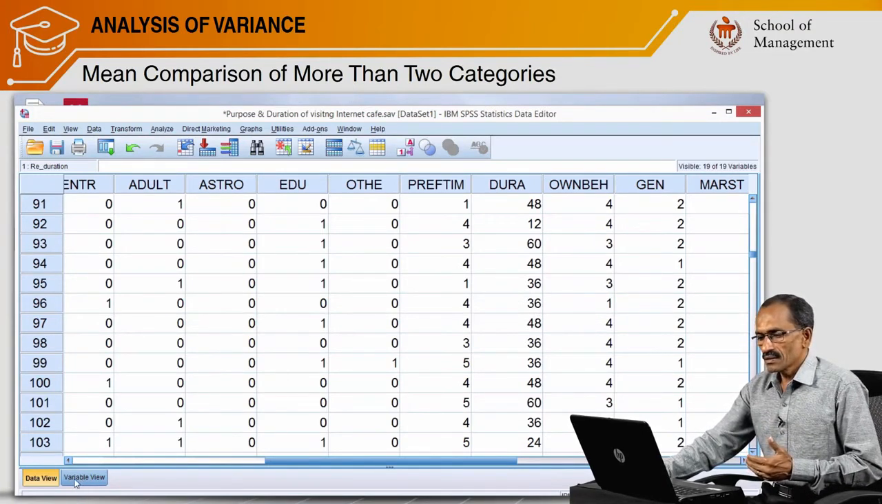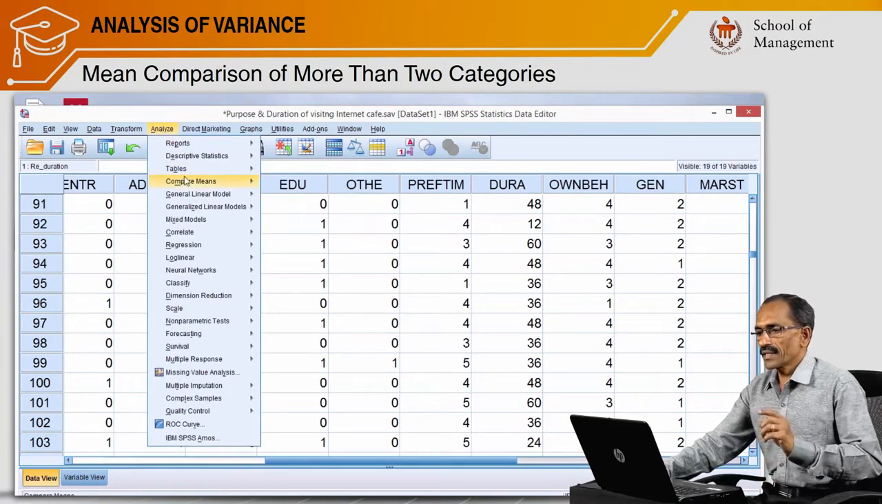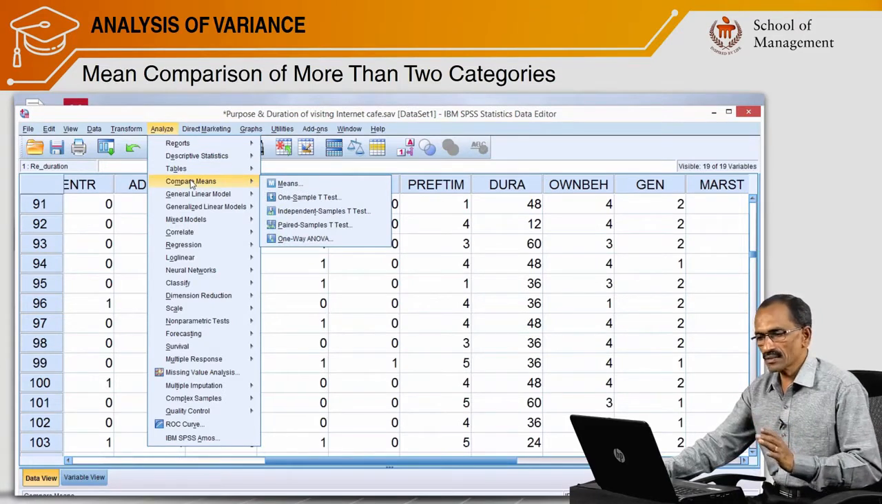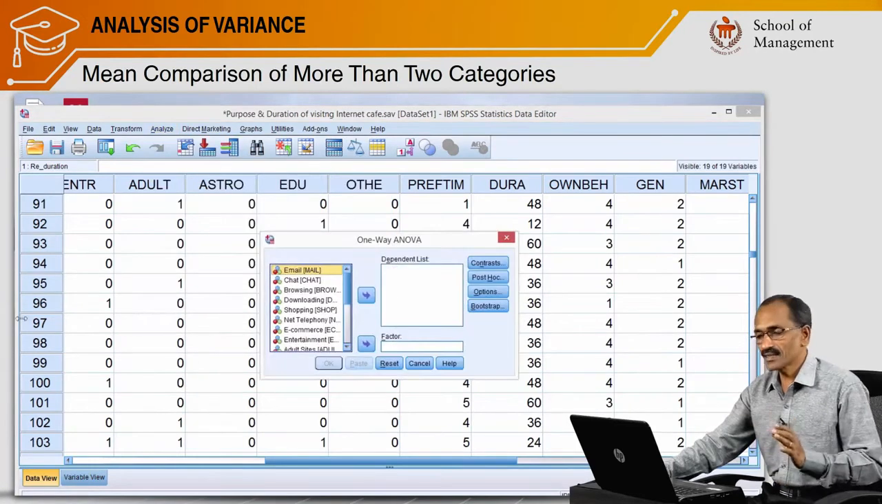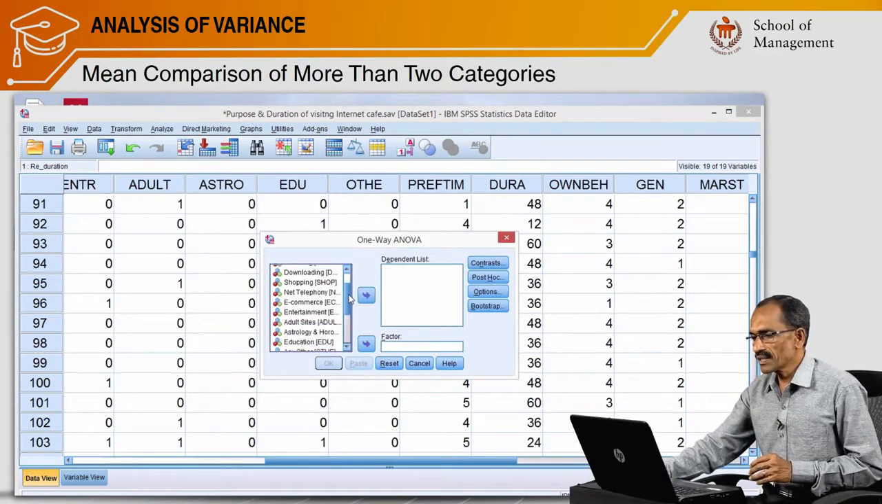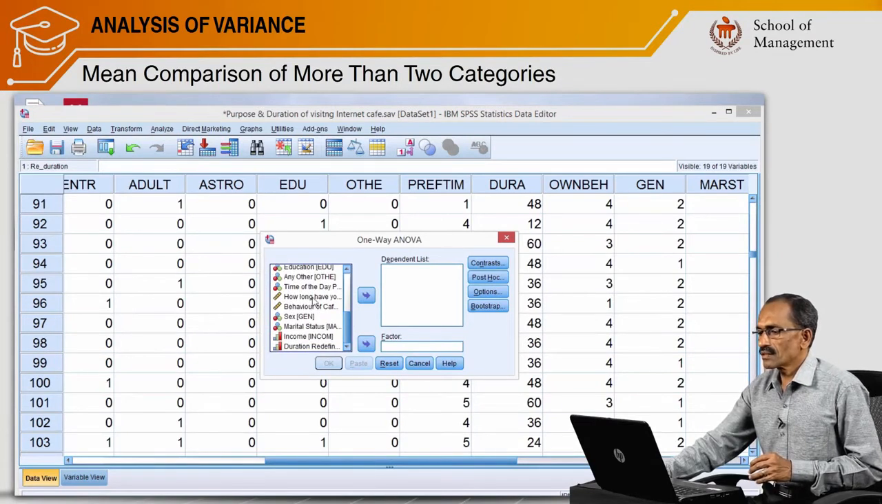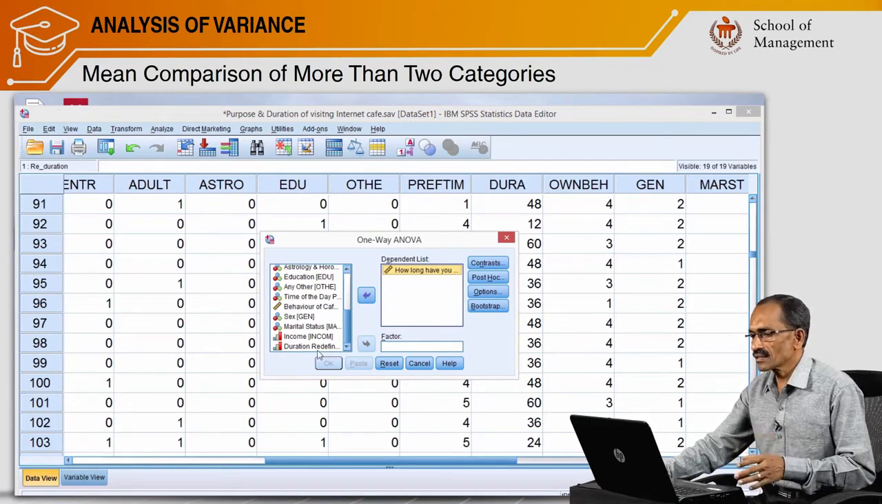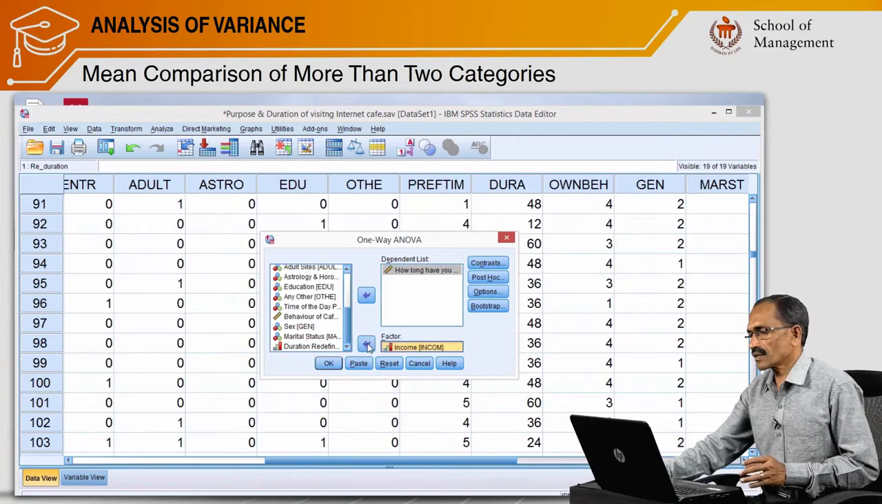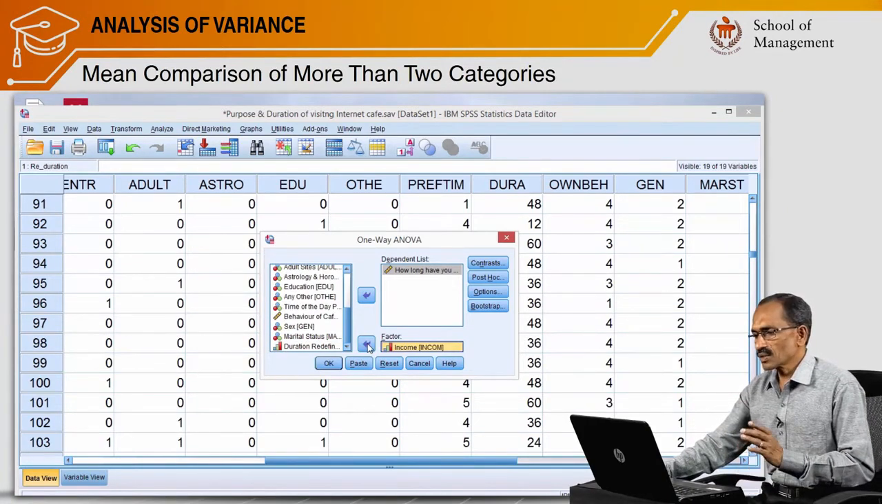So how will you find it? Go to Analyze, locate Compare Means, since this is nothing but a mean comparison test. Then from that, locate One-Way ANOVA. When we click on One-Way ANOVA, we will get a window like that. In the dependent list, we have to load the duration, which is in scale measurement. We have to load it here as the dependent value. And what is the factor? The factor is nothing but income.